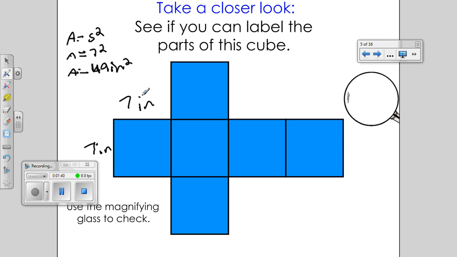But how many faces do we have on this? We already said we have six faces, so we're going to take 49 and multiply it by 6. 9 times 6 is 54. 6 times 4 is 24, plus 5 is 29. So the surface area of this figure using nets is going to be 294 inches squared.